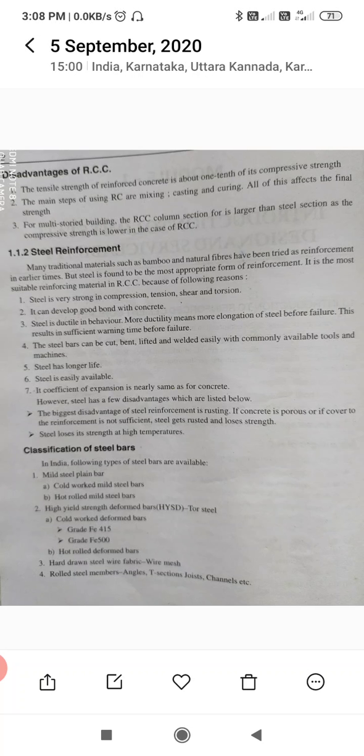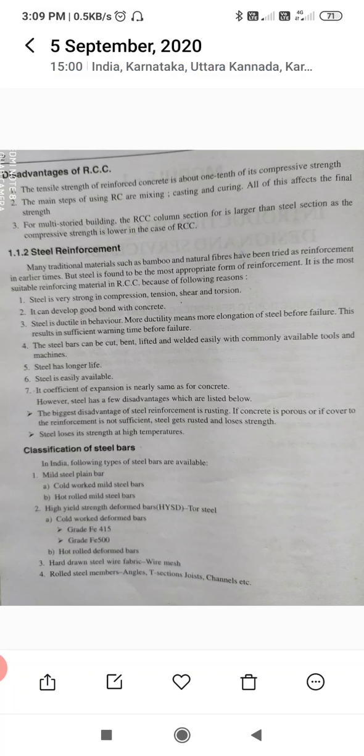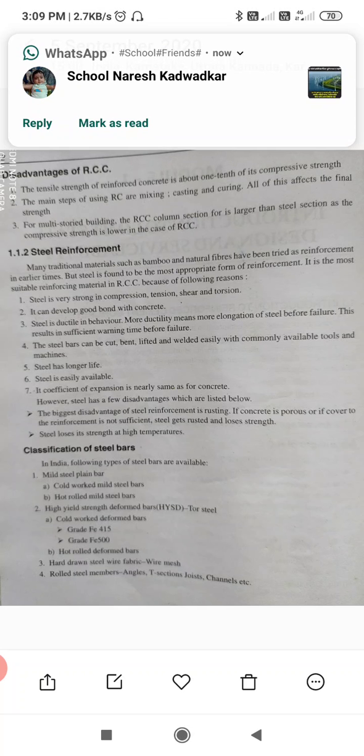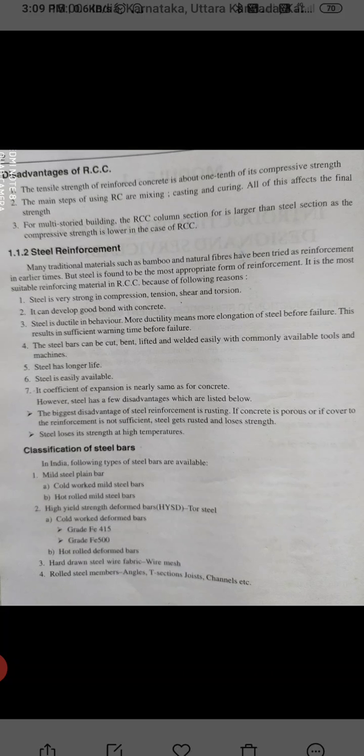The first one is steel is very strong in compression, tension, shear and torsion. It can develop good bond with concrete, so we are using steel bars in RCC. Steel is ductile in behavior. More ductility means more elongation of steel before failure. This results in sufficient warning time before failure. So it will give a warning before it fails.